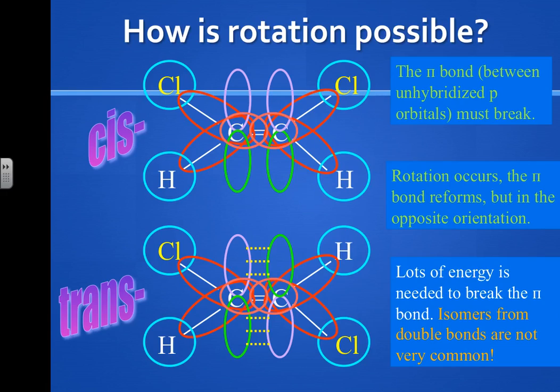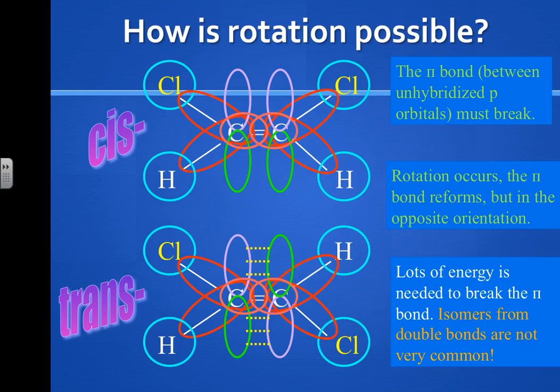So I say here in the bottom little box on the slide, lots of energy is needed to break the pi bond. Isomers from double bonds are not very common, but they can happen. All you have to do is give it enough energy to break the pi bond, have it rotate, and then you can lock it back together. So cis and trans isomers can happen, okay? It is definitely a possibility.